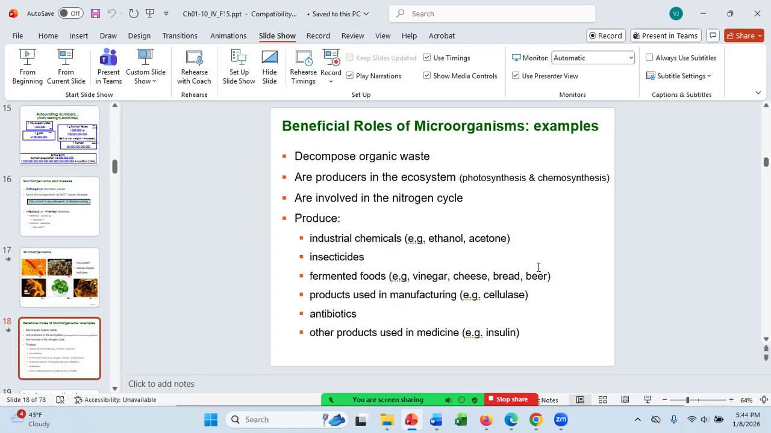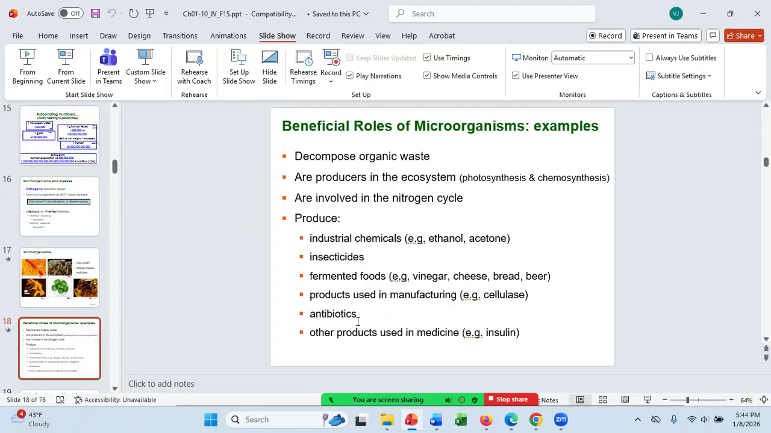Yeast ferment the hops and the grain barley, whatever they make beer out of. I should just talk about wine. You make most wine out of grape juice, and it's the yeast which ferments the grape juice into the wine. We use microorganisms to make products used in manufacturing, such as cellulase. We use microorganisms to make antibiotics, such as penicillin G.